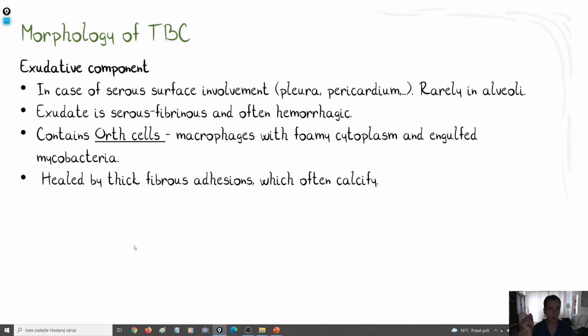So that's how tuberculosis looks. The proliferative component, which is the granulomatous inflammation itself, the granulomas with epithelioid macrophages and multinucleated macrophages, and some lymphocytes and scarring at the periphery. The caseous component, which is the necrosis itself, and the exudation in case TBC affects some serous surface.